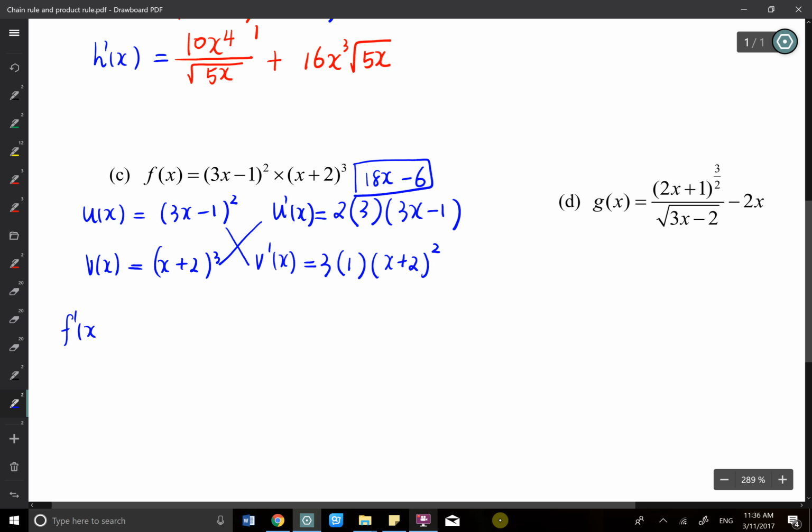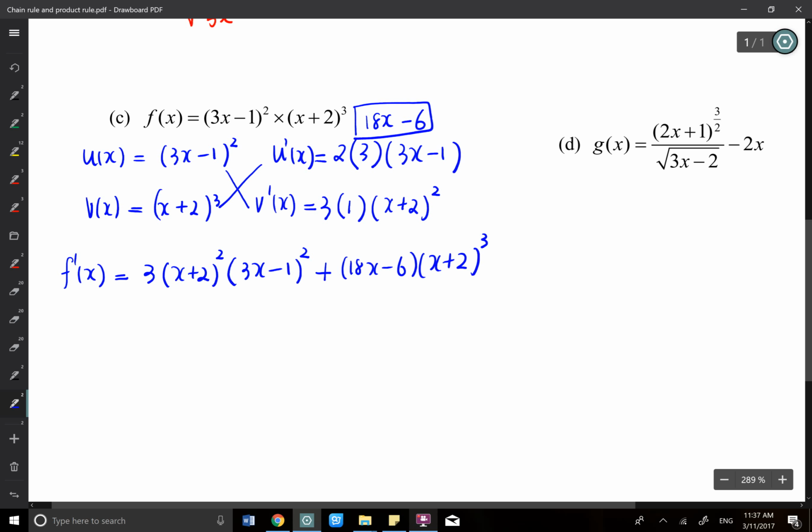So f dash x equals, let's go that side first, 3 times (x plus 2) squared times (3x minus 1) squared, and plus 18x minus 6 times (x plus 2) cubed. You can leave your answer like that. It's not necessary to simplify that further.